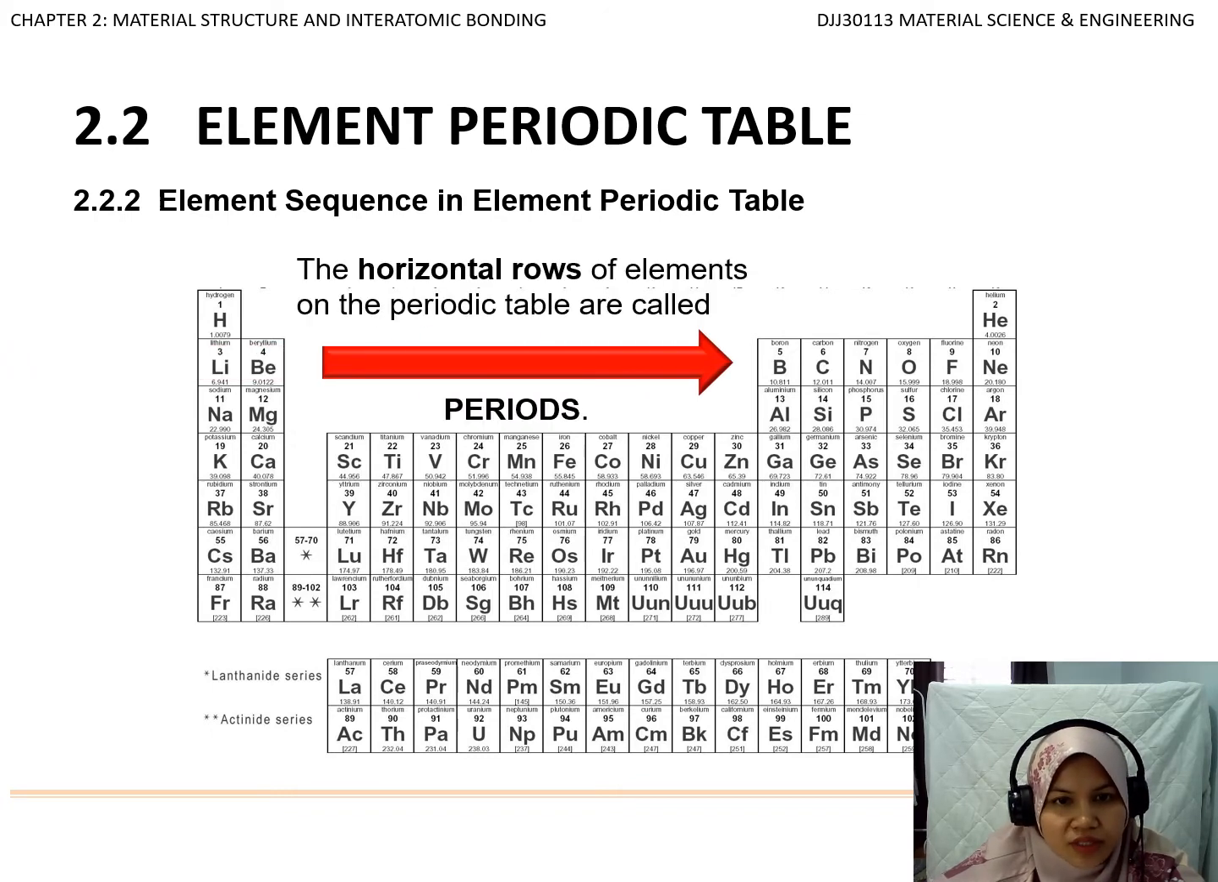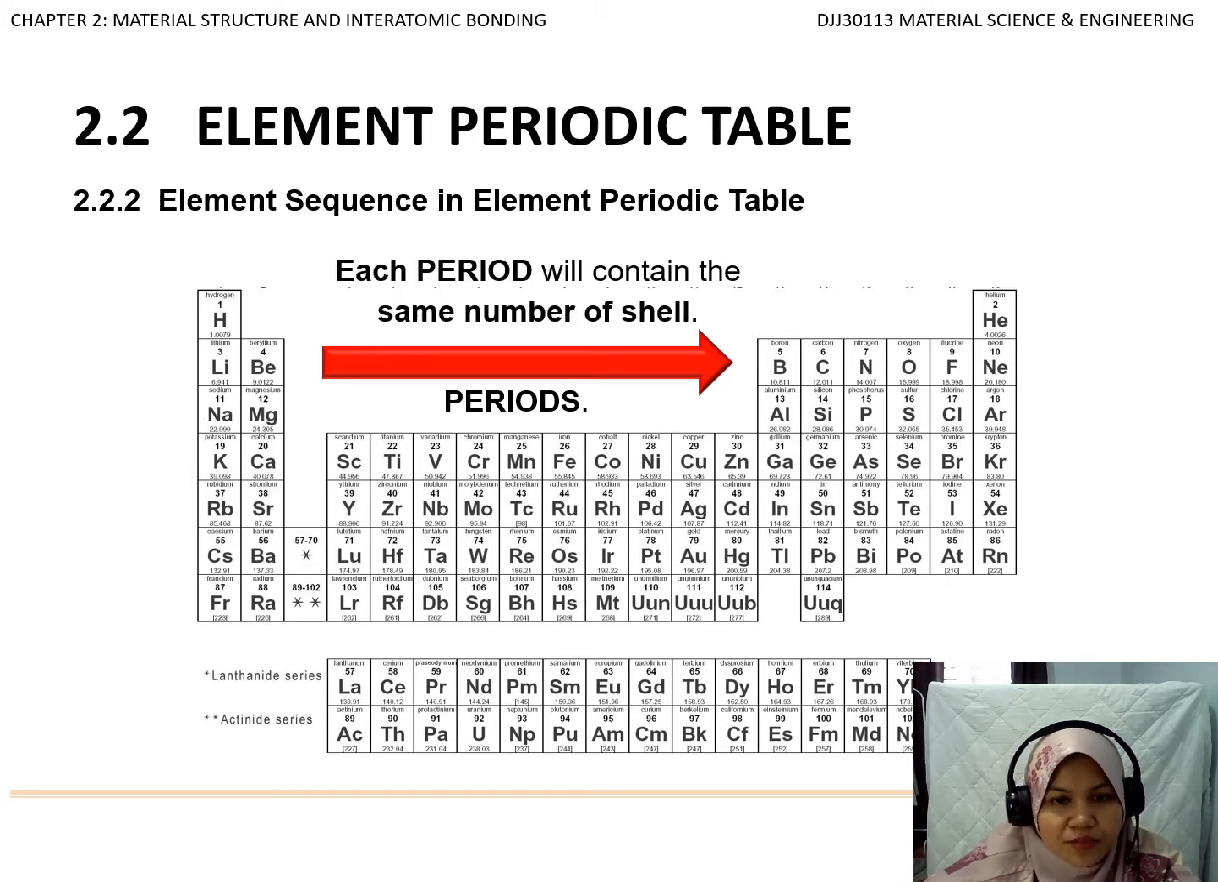As you can see, this is horizontal rows. The arrow shows the horizontal rows of elements on the periodic table are called period. Ini kita panggil period ataupun dalam bahasa Melayunya kala. Maksud dia ke arah sini lah. Kala 1, kala 2, kala 3 dan seterusnya lah.